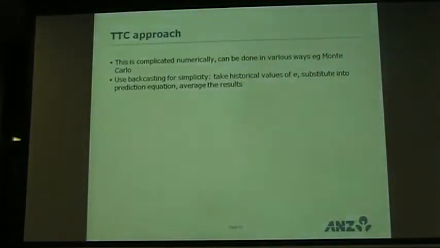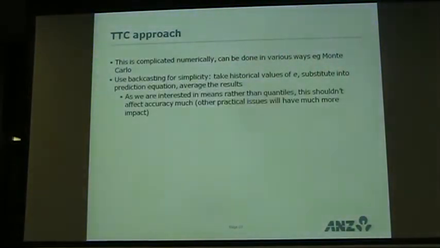You can do it in various ways, like Monte Carlo integration or something. I'm going to take the simple approach of backcasting. I'm just going to take my historical values for E, substitute them into my prediction equation, and just take the average of the results. As we're interested in means rather than quantiles or other complicated functions, this hopefully shouldn't affect the result too much. Other practical issues will have much more impact. Things like how far back do you go, what variables do you use, how reliable is my data, those sorts of things.